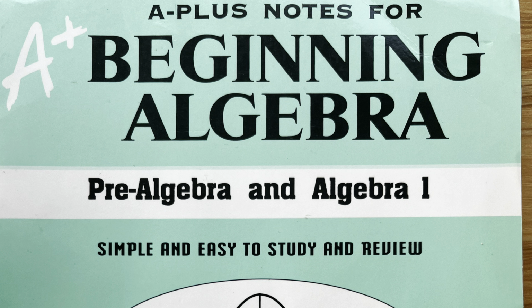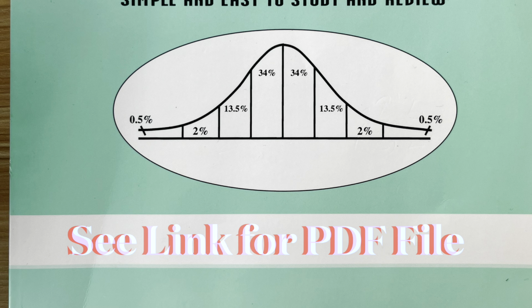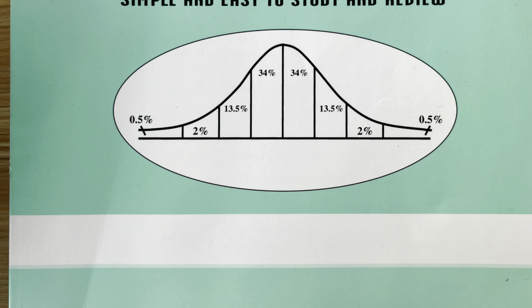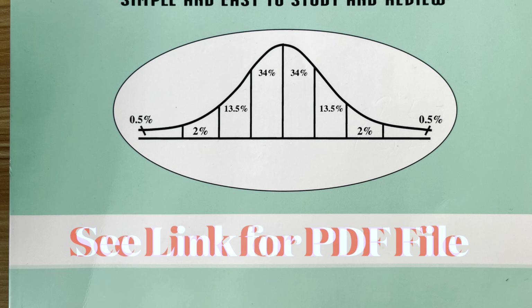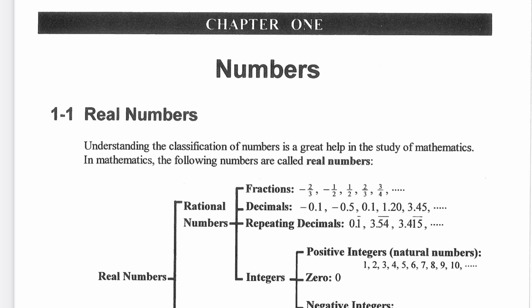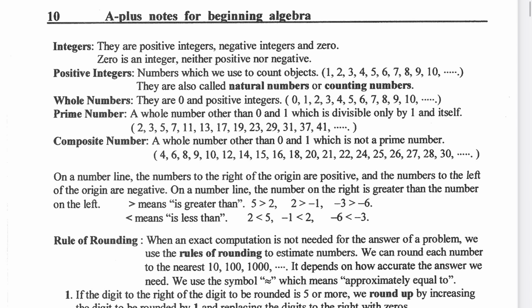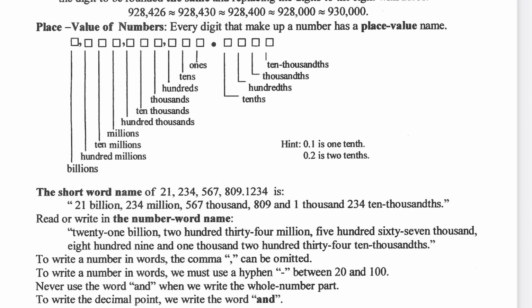We will be using A+ notes for beginning algebra, pages 9 through 12. Please use the link in the description box below this video for the PDF file of the textbook, which you may use to print out a hard copy for yourself. This textbook is no longer in print and is not available for purchase. I will be using this textbook for the next 40 lessons, so you might want to get a copy of the entire textbook. That way you can use it for reference when necessary.